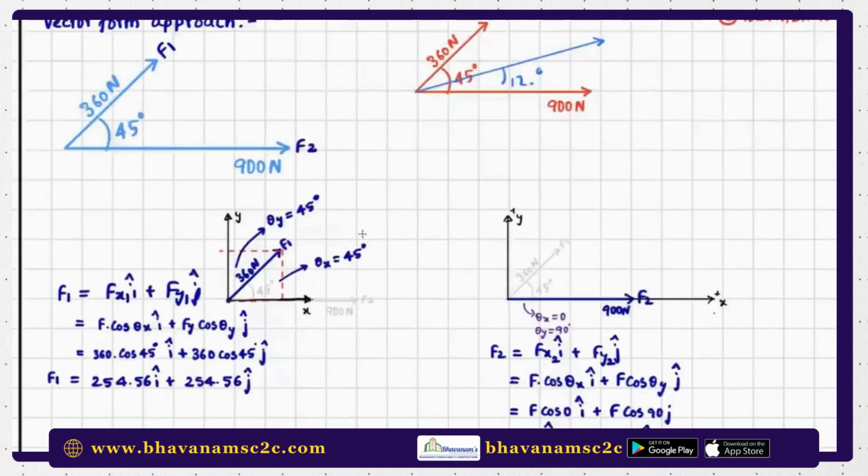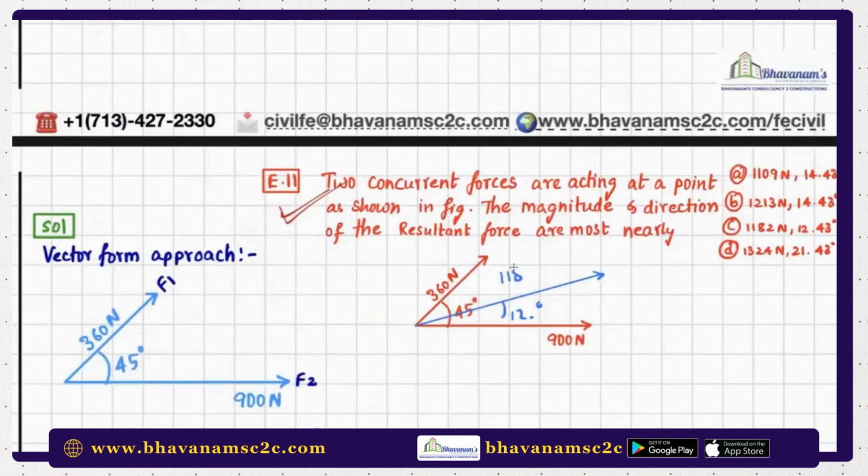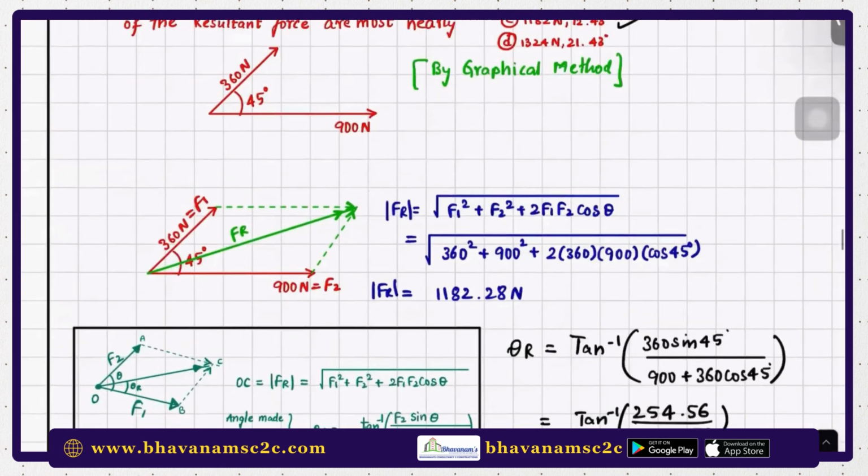And the magnitude, what magnitude did we get? We got it as 1182. So this is the resultant vector of the two vectors. So this is it, guys. Let's see an example here.